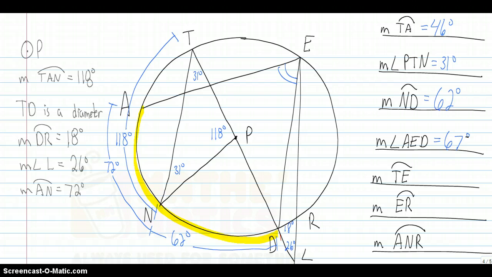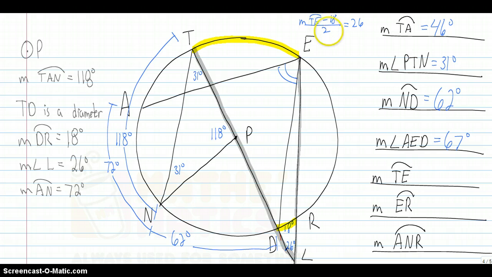Next, we're asked to find the measurement of arc angle TE. We don't have a direct way to find this right now. However, we'll focus on these two intersecting secants. And since that intersected angle is outside of the circle, that means we're going to take the big arc angle, measure of arc angle TE, minus the small angle, which is 18 degrees, divided by 2, and that's equal to the angle on the outside of 26 degrees.